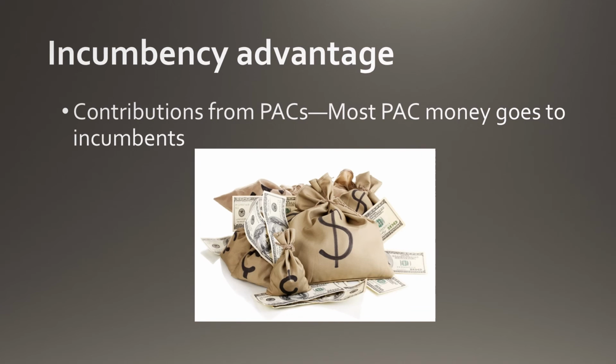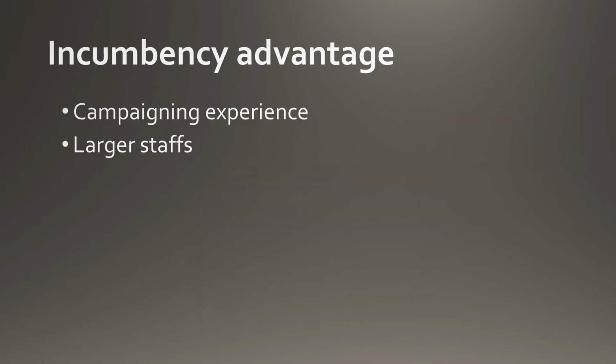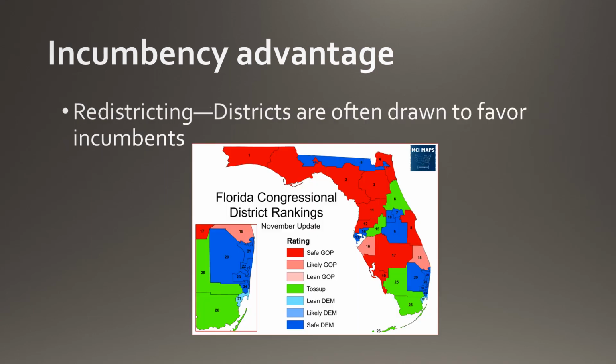Contributions from PACs, political action committees. I know we're not familiar with them yet, but just go ahead and put it for now. But most PAC money goes to incumbents. Obviously, having an advantage fundraising will help the incumbent to win, and they do have a tremendous fundraising advantage usually. They also have gained campaigning experience because obviously they've done this before, so they maybe have learned some things that worked or didn't work. They also have larger staffs. This too can be an advantage when it comes to running a campaign.